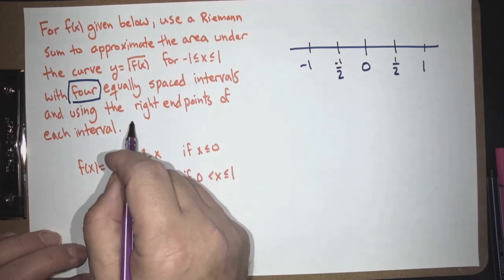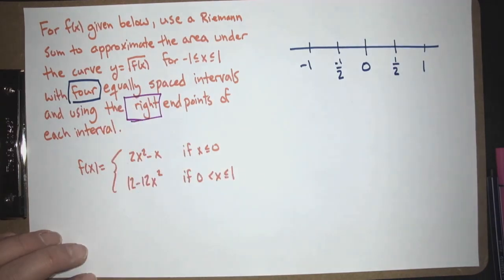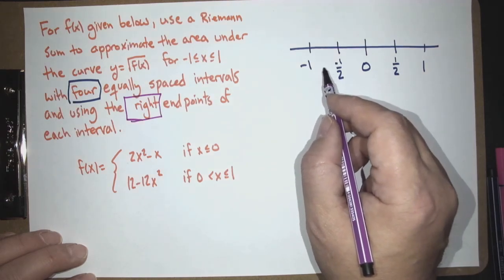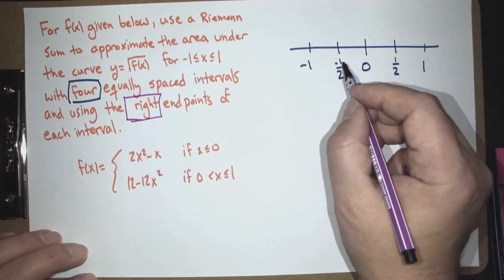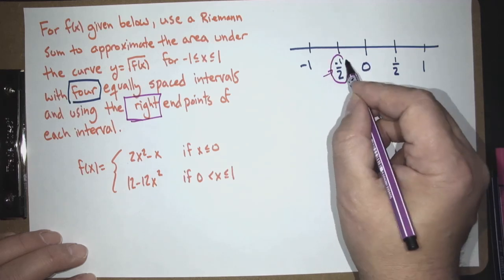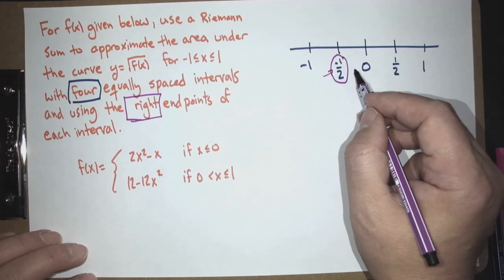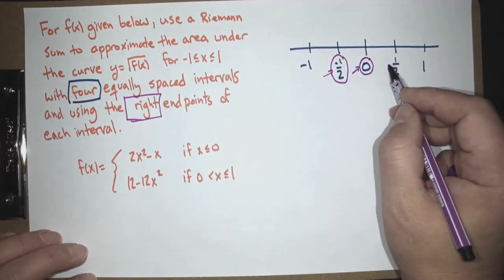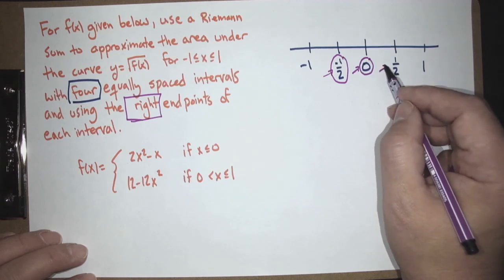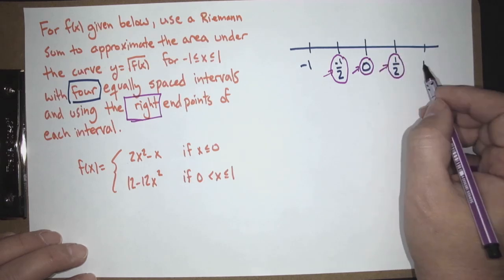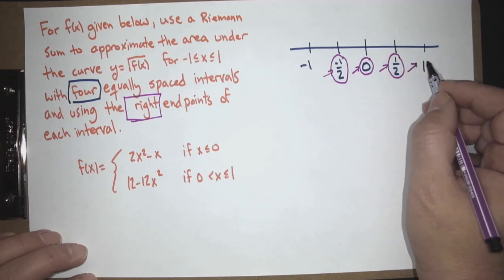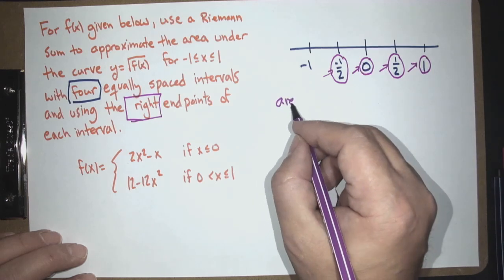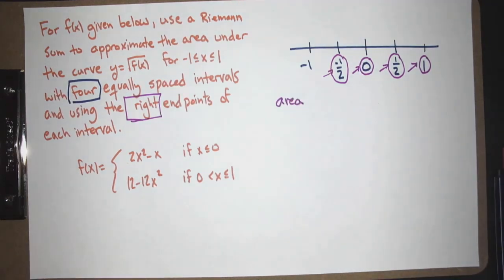We should choose the right. So, when I'm in the interval from -1 to -1/2, which point am I going to be using? I'm going to be using the one on the right, -1/2. From -1/2 to 0, which one do I use? The right, which is 0. 0 to 1/2, use 1/2. 1/2 to 1, use 1. So our 4 rectangles, and the Riemann sum is all about adding up rectangles.